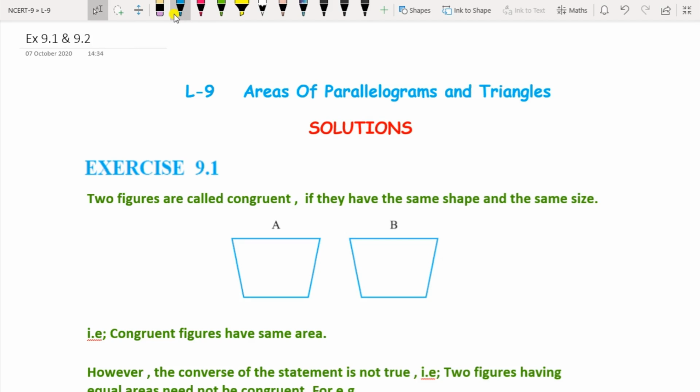In this video we are going to see the solutions of exercise 9.1 and 9.2 of lesson 9, areas of parallelograms and triangles.